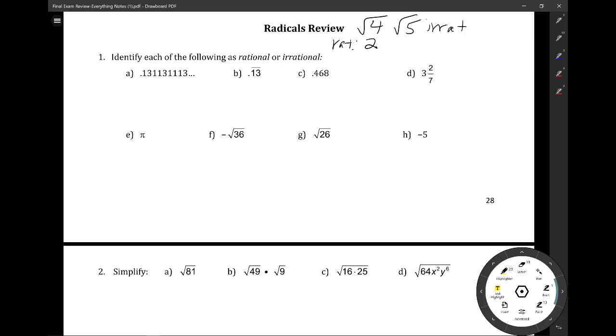So the definition of rational is a number that can be expressed as a fraction, but a lot of people think of these as nice numbers. They don't have to be nice numbers. Like letter C, 0.468 is considered rational because there is a way that I could write that as a fraction.